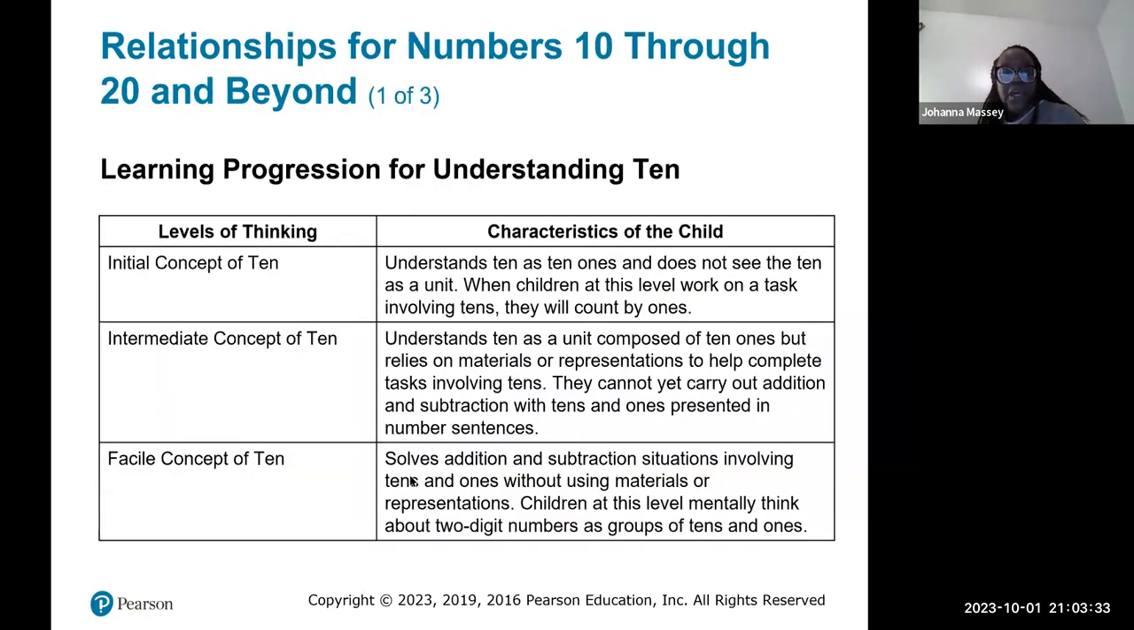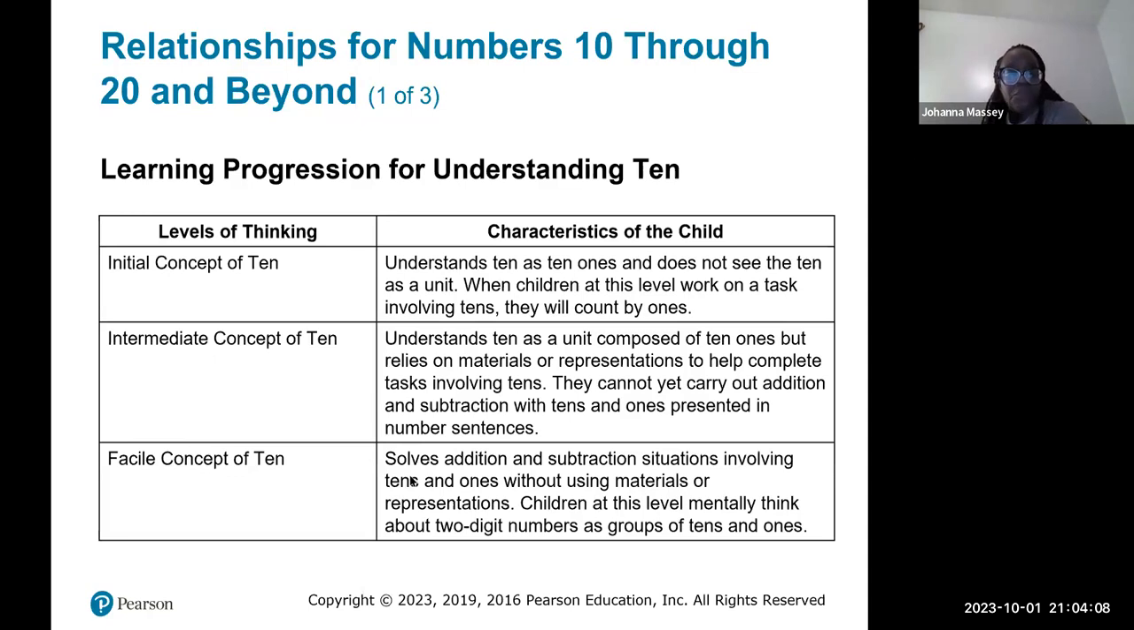Here's relationships for numbers 10 through 20. You have the learning progressions for understanding 10. I mean, they've studied these things. Levels of thinking, initial concepts of 10: understand 10 as 10 ones, and does not see the 10 as a unit. Just a bunch of ones. When children at this level work on a task involving 10, they will count by ones. They won't say 10. They'll just say 1, 2, 3, 4, 5, 6, 7, 8, 9, 10.